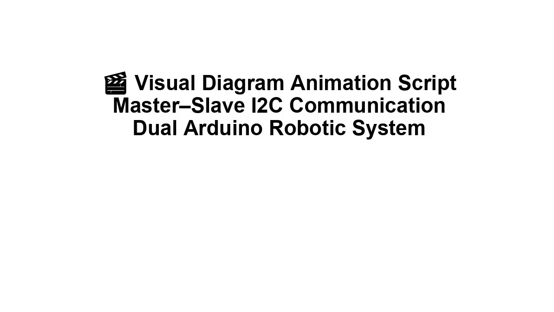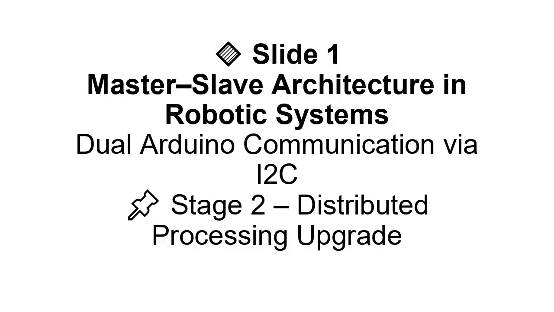Visual diagram animation script. Master-slave I2C communication. Dual Arduino robotic system. Master-slave architecture in robotic systems. Dual Arduino communication via I2C. Stage 2, distributed processing upgrade.